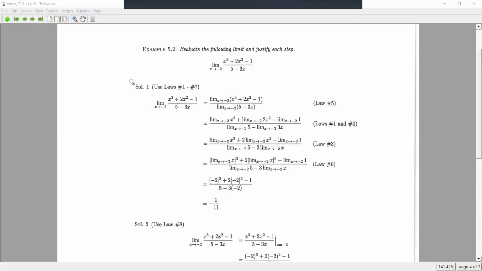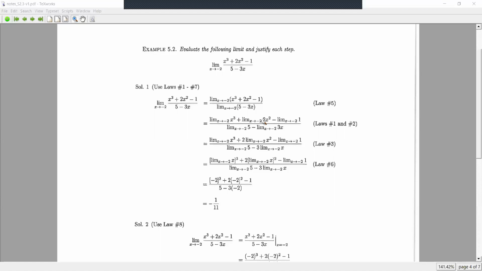Okay, now solution 1. Because the function is a quotient, I can apply the quotient law to compute this limit. By quotient law, limit of a quotient is quotient of the 2 limits. To simplify these 2 limits, we can use summation law, difference law, and difference law here. So we have this equation.